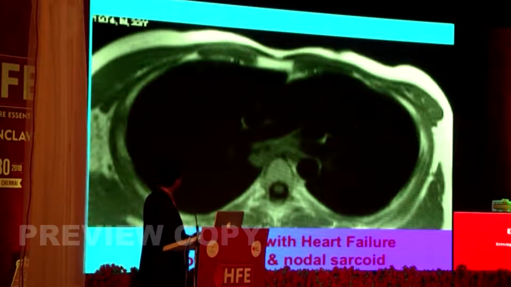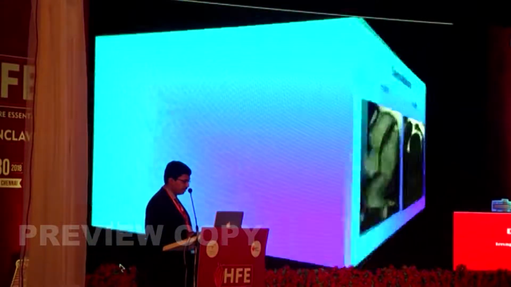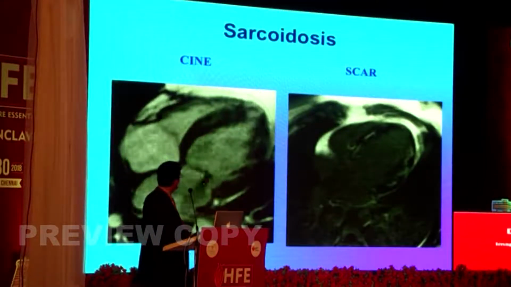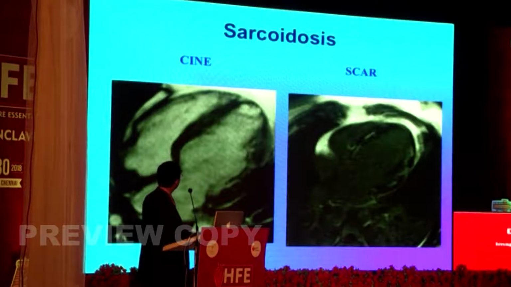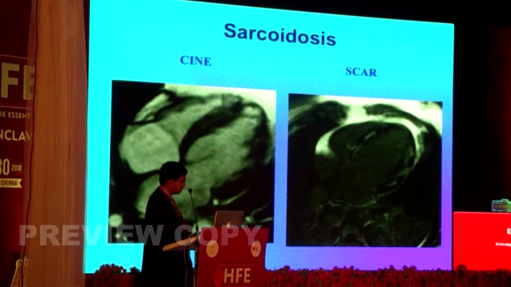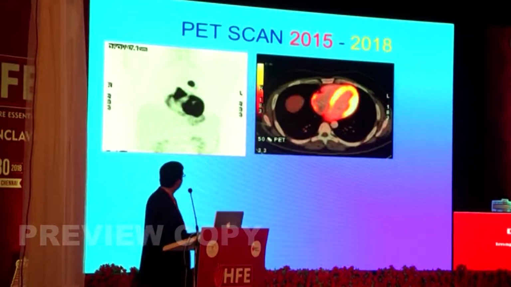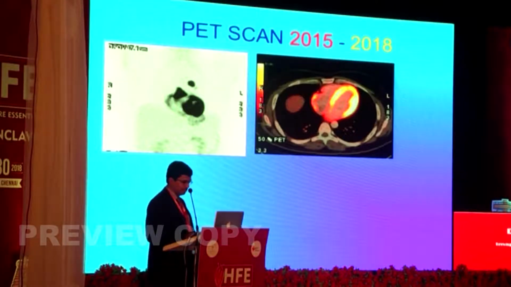Moving on, you can see this is a cardiac MR picture of significant mediastinal lymph nodes. This patient came with ventricular tachycardia and heart failure, and there is obviously LV dysfunction, but what is more important is a midline scar here and an epicardial scar here, which is again very, very typical of sarcoid. This patient underwent a PET scan incidentally, and you can see that there is significant uptake in the lymph nodes and there is a significant myocardial inflammation.